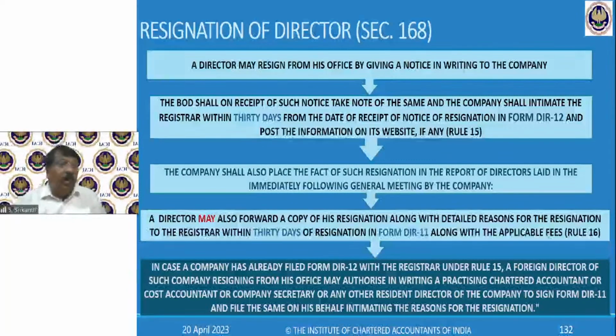To be on the safe side, why are we resigning? For example, to avoid disqualification under 164(2) or to avoid penalty, because we know these fellows are going to commit a fraud or something. We want to avoid that. So we resign. So that has to be noted. So we can file DIR 11 ourselves. Right?